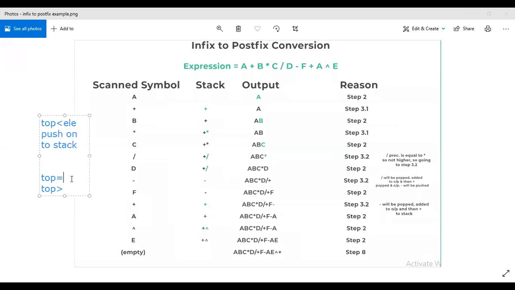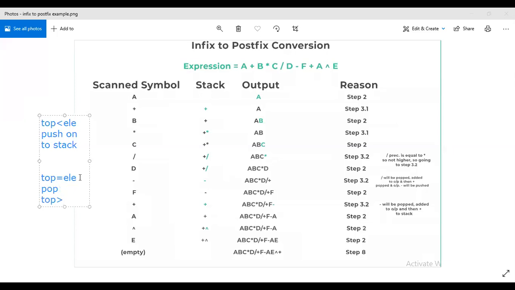If top is equal to the element, that is, the preference of the operator on the top of the stack is equal to the preference of the element which I scan now, then I will pop the element from the stack. In the same way, if the preference of the operator on the top of the stack is greater than the element which I scan now, then also I will do pop. In both these cases, I will do pop.